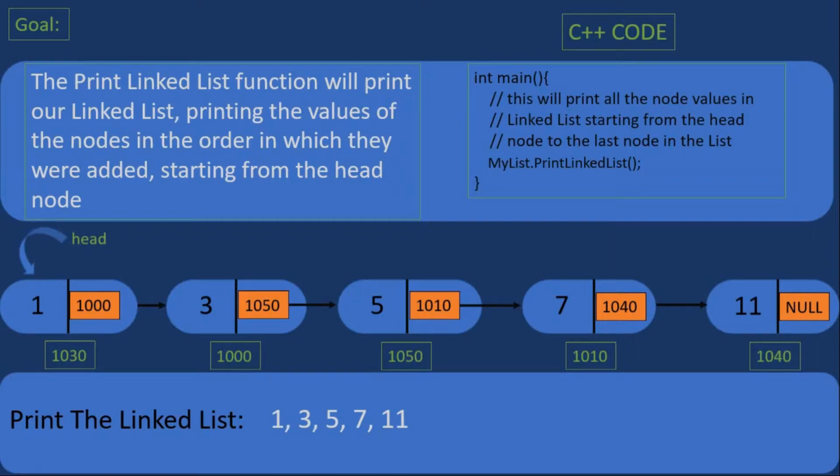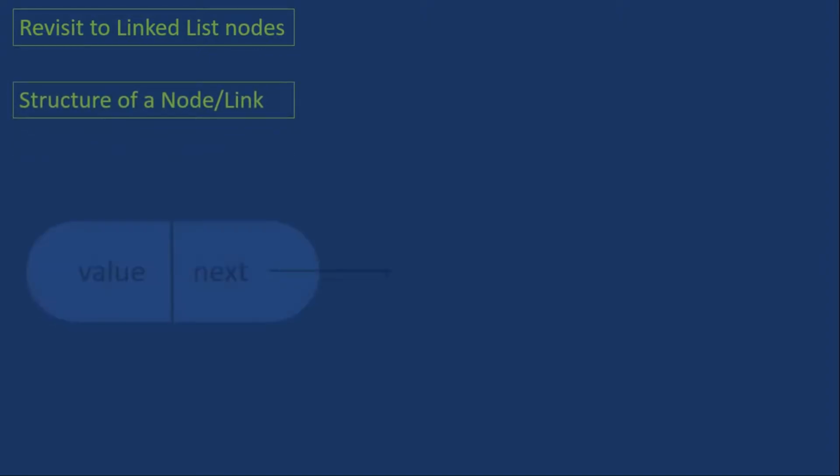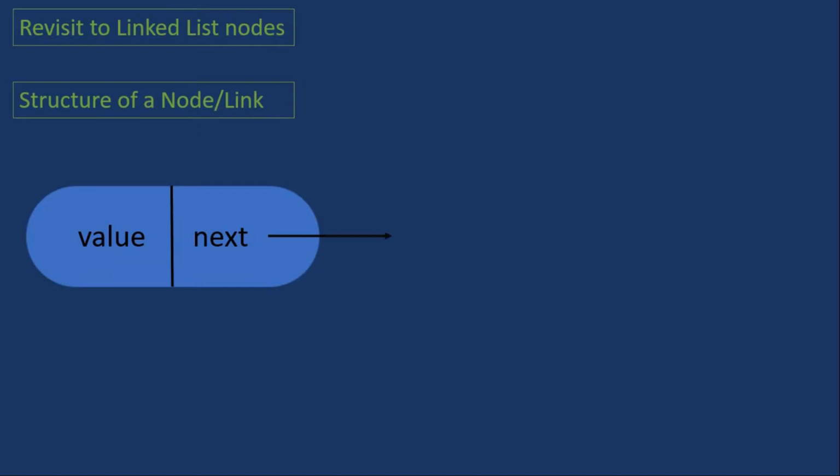Before we dive into the code for the print function, let's revisit what we covered in the introduction to the linked list video, which I will link down in the video description along with other linked list videos. So we said that a node of a linked list can hold data to be stored and the next pointer, which points to the next node.